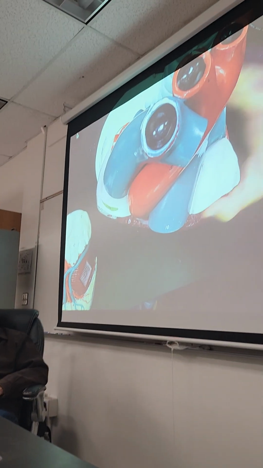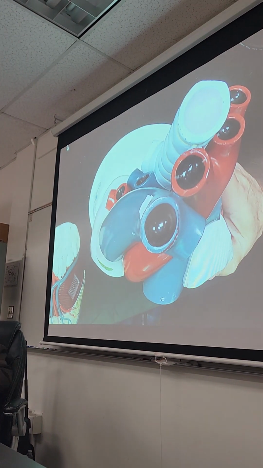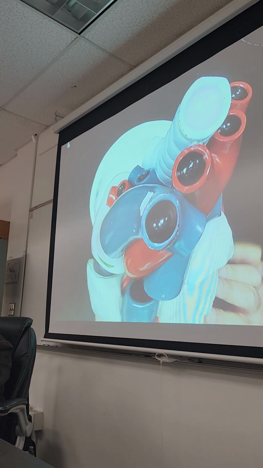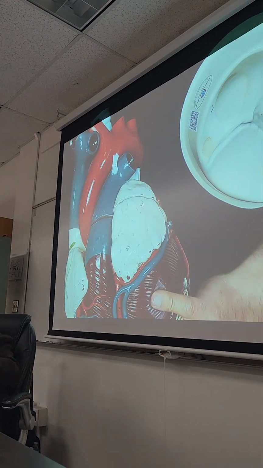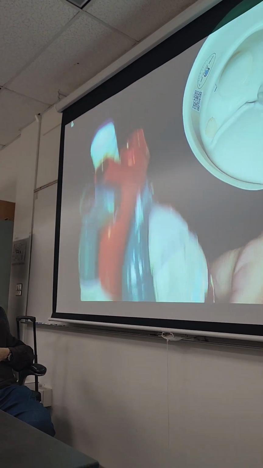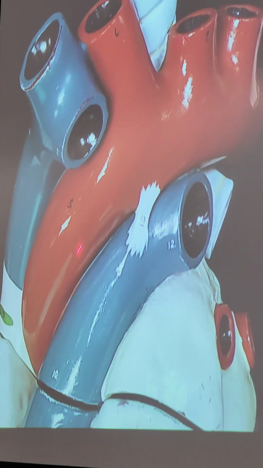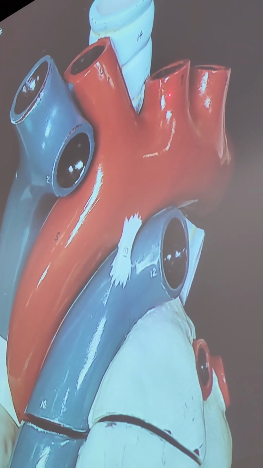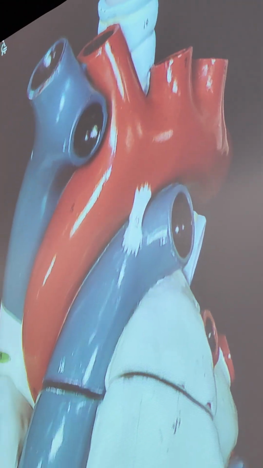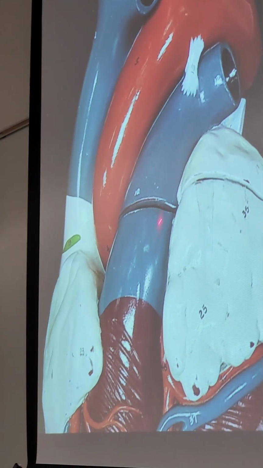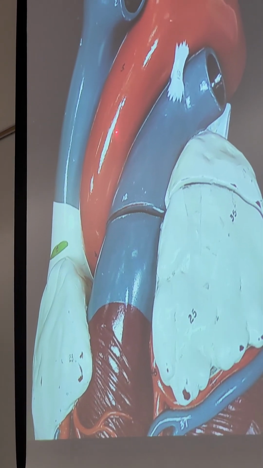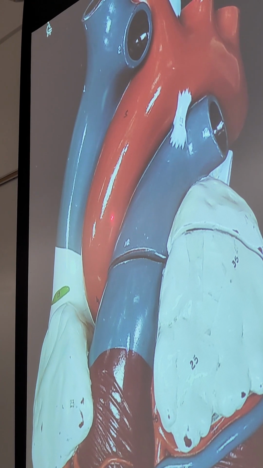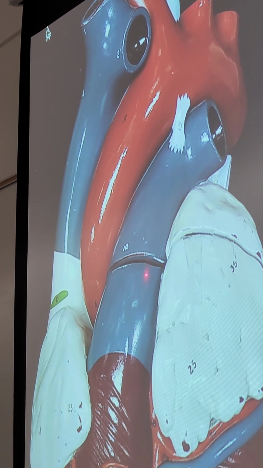Okay, guys, and this heart here, this view, this is the ascending aorta, this is the brachiocephalic trunk, left common carotid, left subclavian. While this is the pulmonary trunk, so you see how the ascending aorta and arch of aorta and the pulmonary trunk are next to each other.